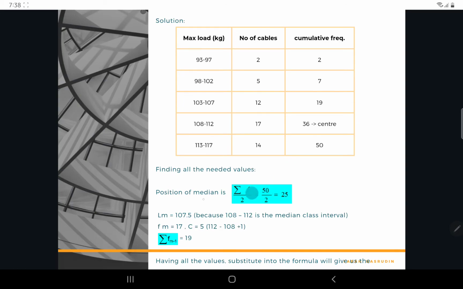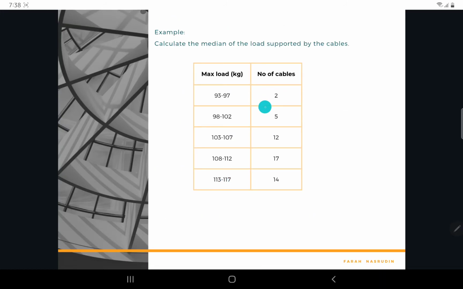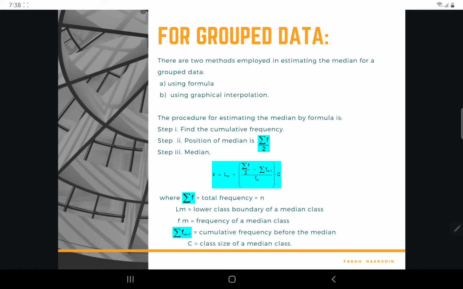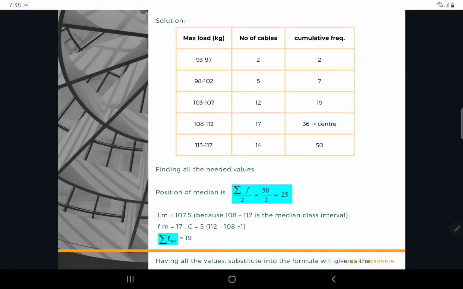So, first one, we need to find the position of the median using this formula. Sorry. Okay, this formula. Okay, position of the median. Total of the frequency divided by 2. Okay, so the total of the frequency is here. Here is our F. Okay, the frequency 2 plus 5 plus 12 plus 17 plus 14. So it is equal to 50. Okay, so 50 divided by 2, it is equal to 25. Okay, 25 is the position of our median.